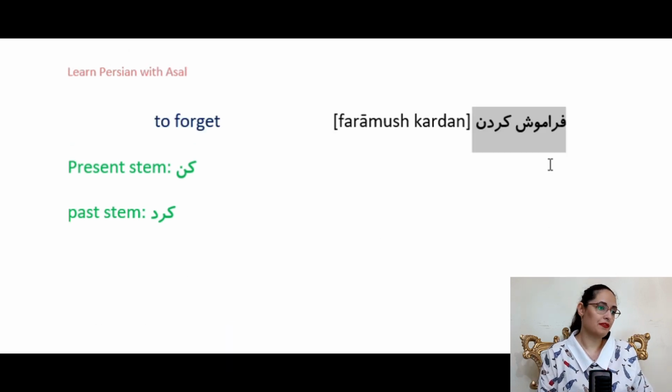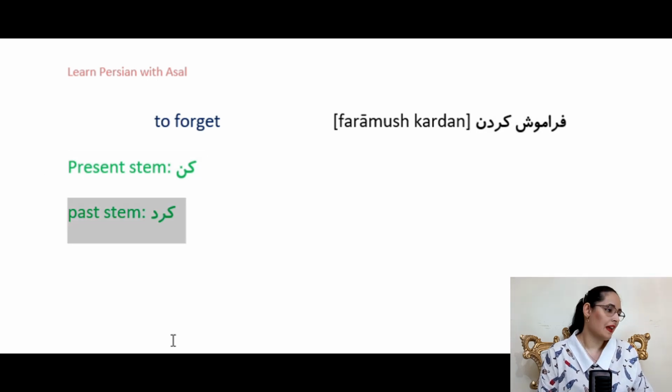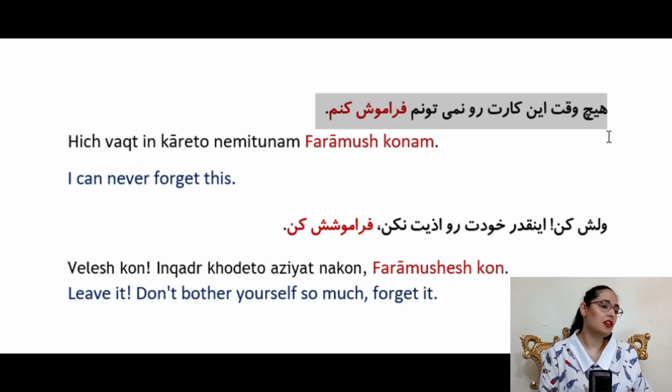Fourth verb, فراموش کردن. Present stem کن. And yes, that's right. The past stem is کرد. Examples. هیچ وقت این کارت رو نمیتونم فراموش کنم.